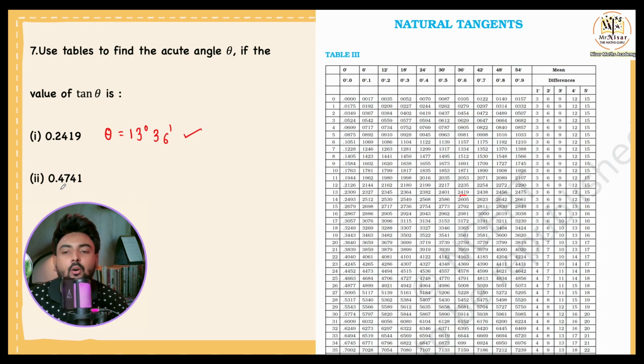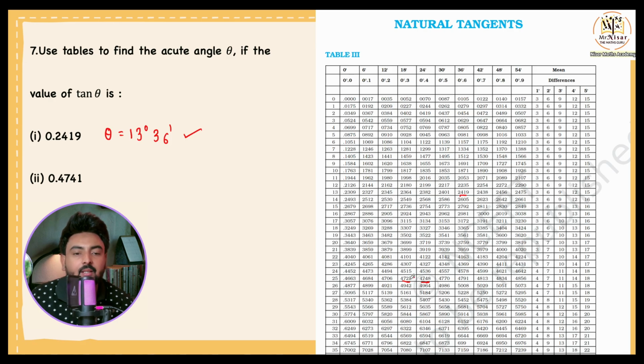This is the first. Now we want 4741. So let's check where is 4741. So children, here I am able to see this is 4727 and 4748. So directly it will come in between. Okay. So now 27 we have, but we need 41, and we know that the mean difference will be added. So I have to take this column. So it is 25 degrees, and then here it is 18 minutes.